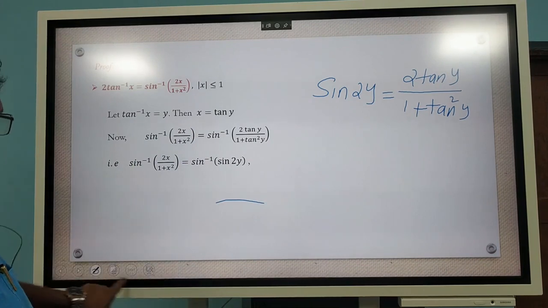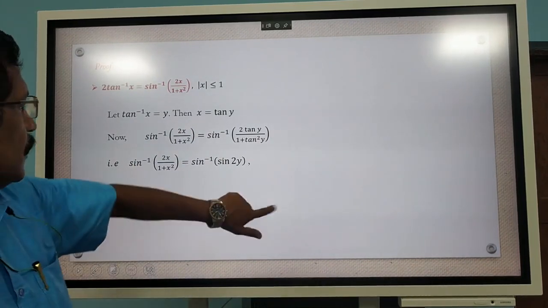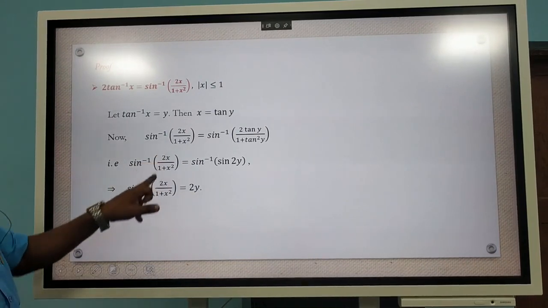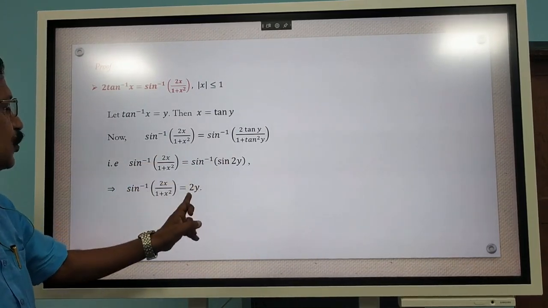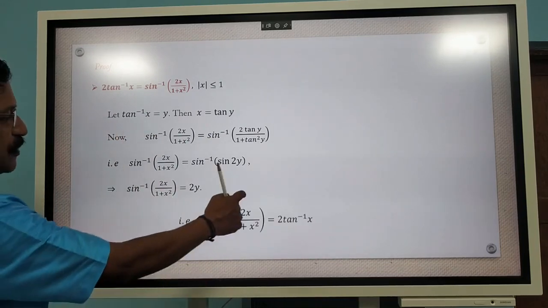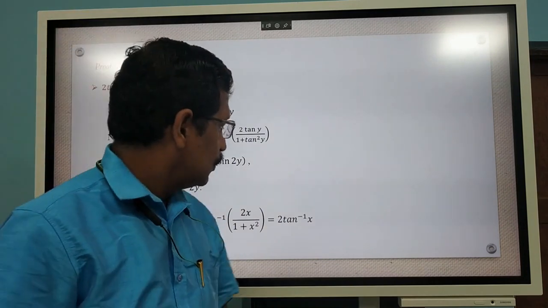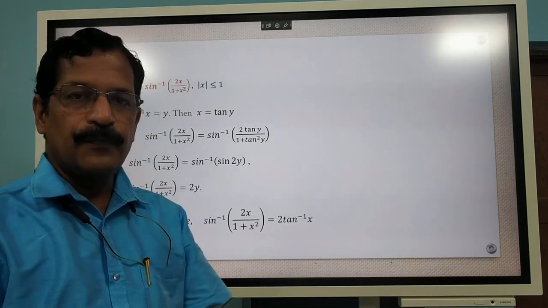So sin inverse of 2x by 1 plus x square, here we will get 2y. But y is what? Y is tan inverse x. So the result is sin inverse of 2x by 1 plus x square is equal to 2 tan inverse of x.